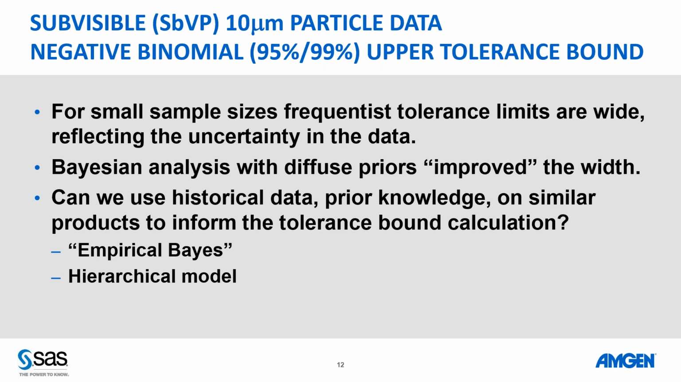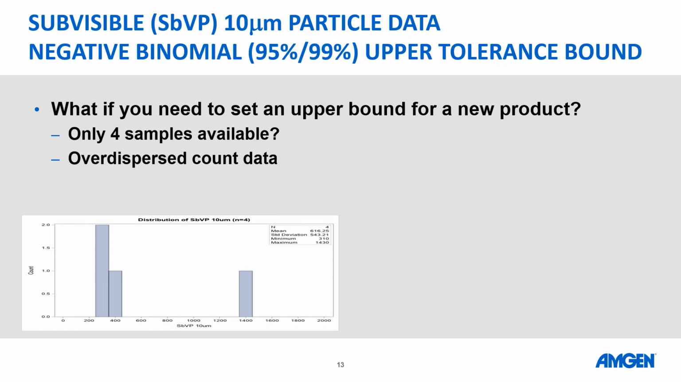So we're going to show you how to do this using empirical Bayes, and we put it in quotes because this is a variant. For those of you who are familiar with empirical Bayes, this is slightly different, but in the same spirit. And then we're going to show you how to use a hierarchical model. So this is our data, only 4 samples. And it's over dispersed count data, which means the Poisson distribution is not a good approximation.